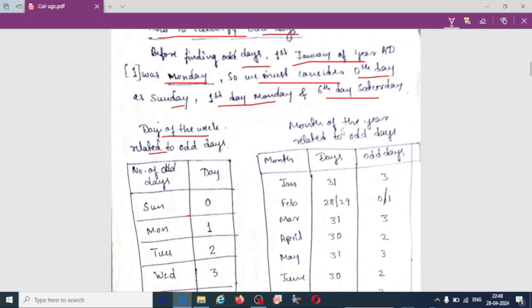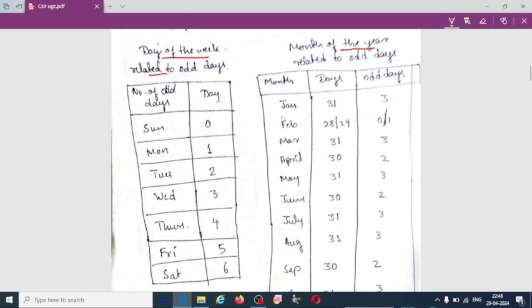Now the months of the year, how can you identify the odd days? If we take January, the total number of days is 31 in the month of January. So there will be 3 odd days.